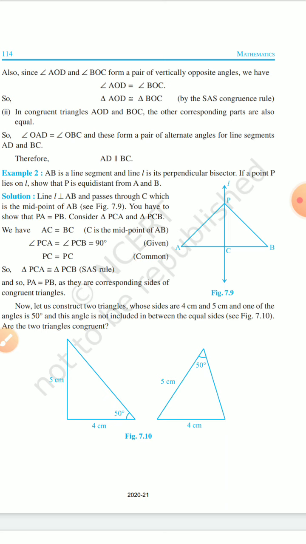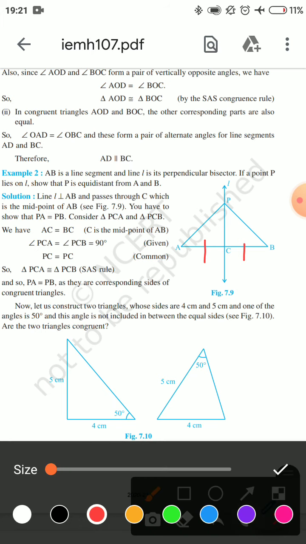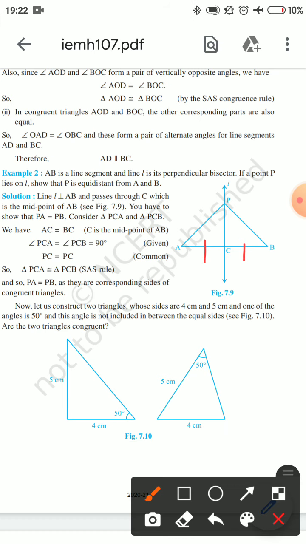That means this line L is dividing this side AB in two equal halves. That is, this will be equal to this side. If a point P lies on L, show that P is equidistant from A and B. We have to show that this side PA will be equal to this side PB, right? This we have to prove.